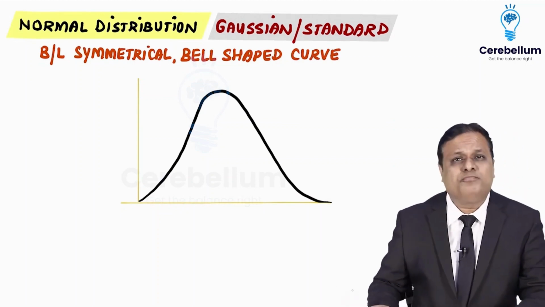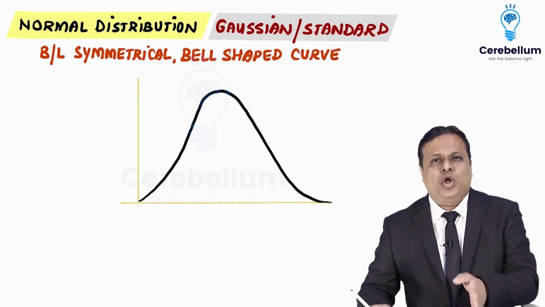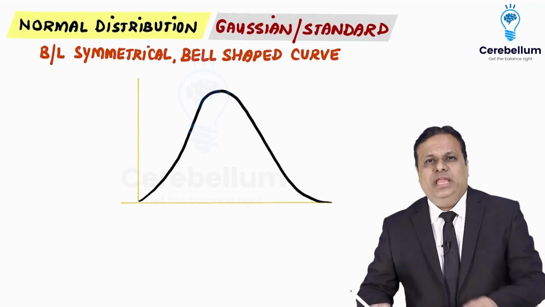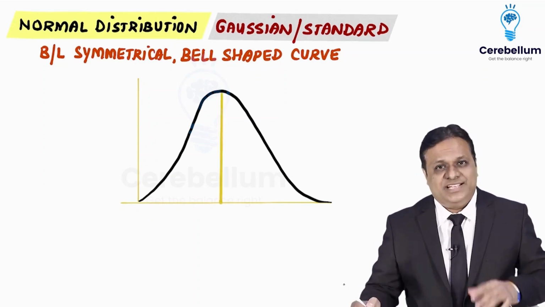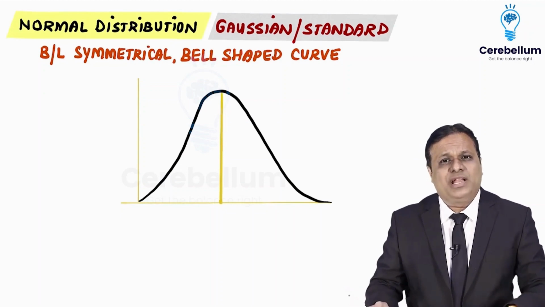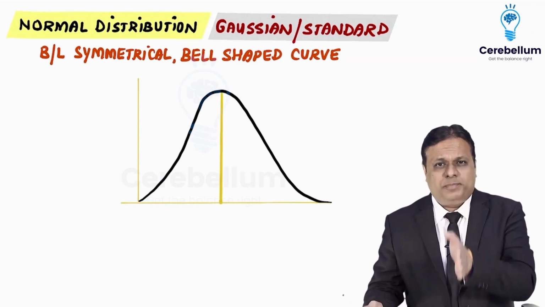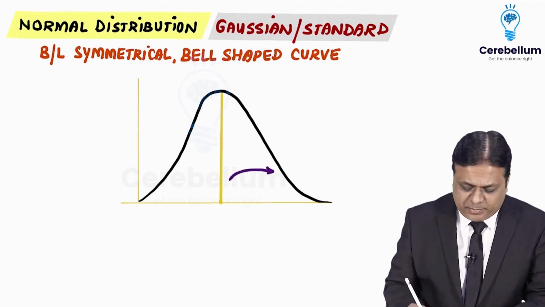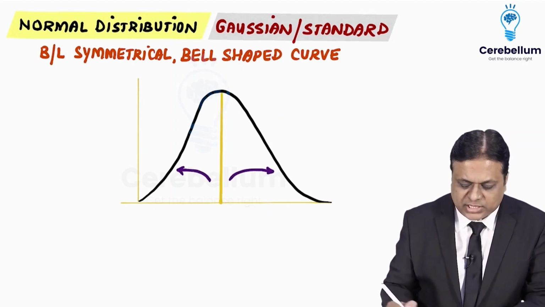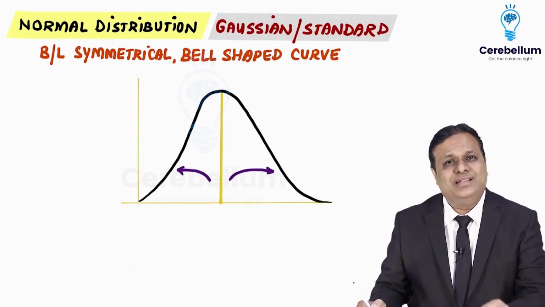Now what is the meaning of bilateral symmetry? If you drop a perpendicular from top, it will divide the graph into 2 equal halves like this. So bilaterally symmetrical bell shaped curve, 50% values lie above this line, 50% values lie below this line. So this is bilaterally symmetrical.